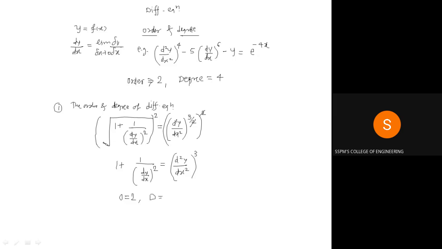Degree of differential equation is degree of highest derivative. The term having the highest derivative is d square y by dx square, so degree will be 3. So this is the way to find the degree and order of differential equation. Order is 2 and degree is 3.